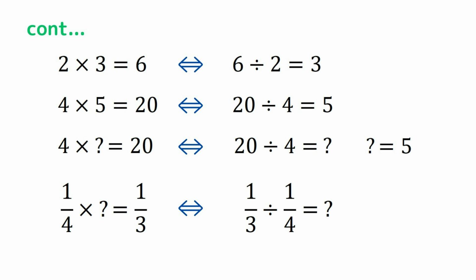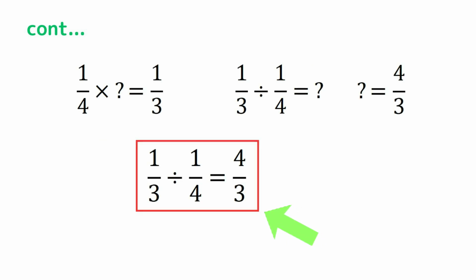Let's focus on 1/4 times the question equals 1/3. From this equation, we can confirm that the question is 4/3. Actually, 1/4 times 4/3 equals 4/12 equals 1/3. Indeed, the question is 4/3. Therefore, from the division equation, we can get the following equation. 1/3 divided by 1/4 equals 4/3. In this way, division can also be explained based on multiplication. This content can be explained in more mathematical detail. It's a bit difficult, so I'll skip it here.